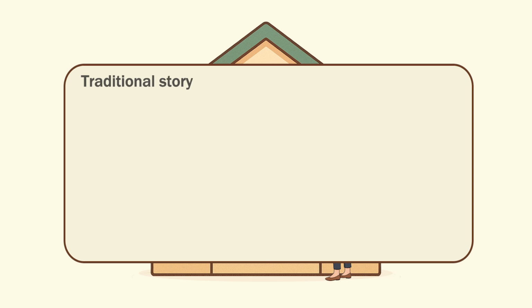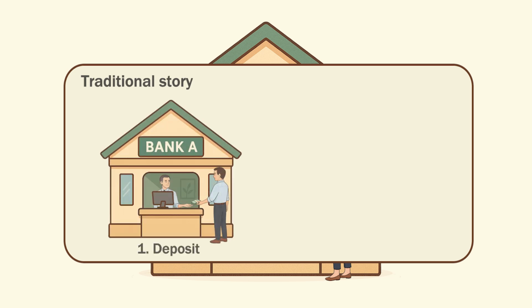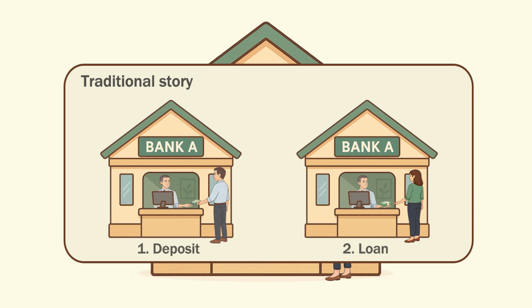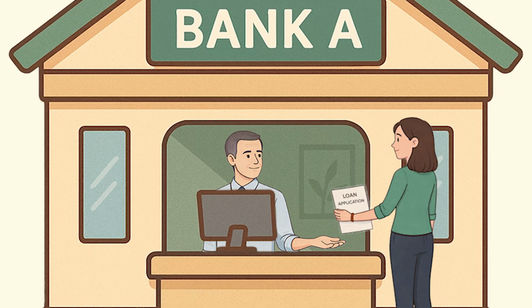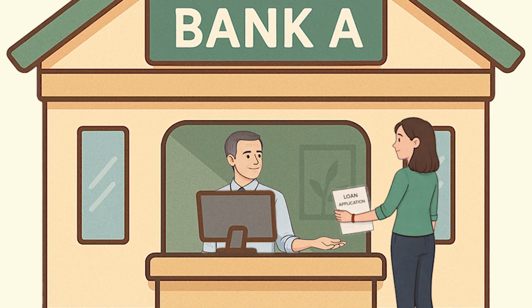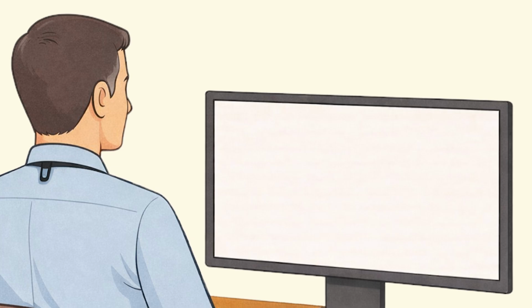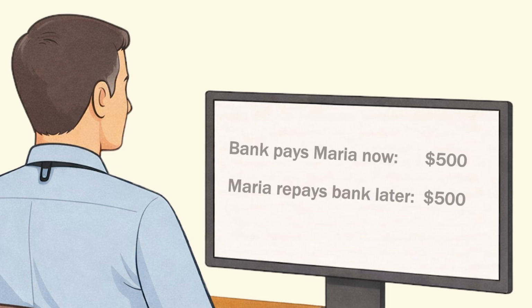In the traditional story, the bank is supposed to first collect deposits from people like Adam and then lend part of that money out. But in reality, it doesn't work like that. Here's what happens instead. When Maria's loan is approved, two things appear at the same time in the bank's computer system. The bank writes, "We must pay Maria $500 right now." The bank also writes, "Maria will pay us back $500 in the future."